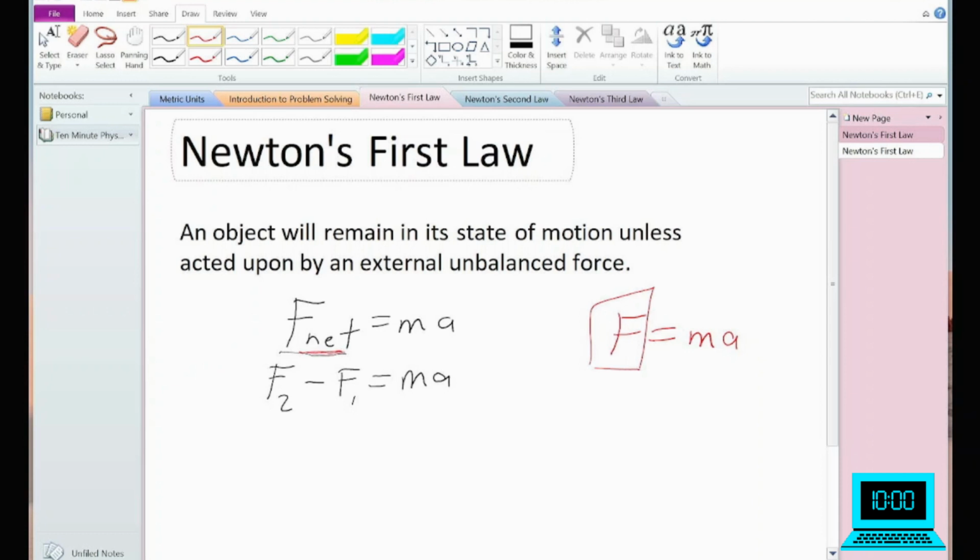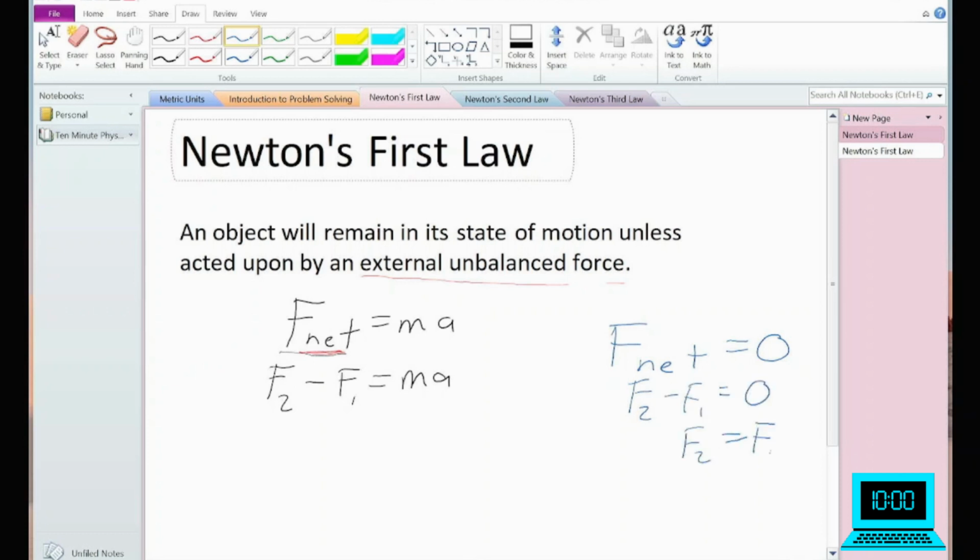Now, if you can understand that, you can apply it to our definition of an object remaining in its state of motion unless acted upon by the external unbalanced force. It's quite simple here. If you have no external unbalanced force, that means that whatever two forces are competing are actually equal. An object that is already moving, if there is no net force acting on it because these forces happen to be equal, then what does this mean?